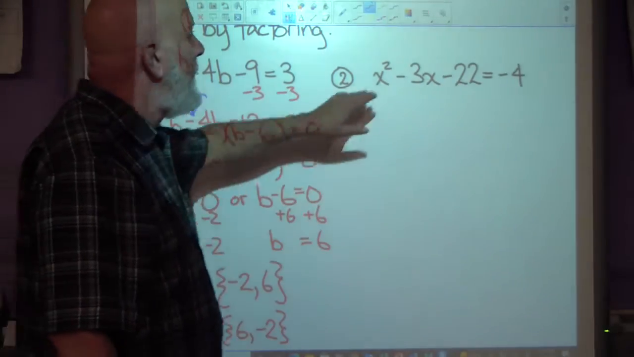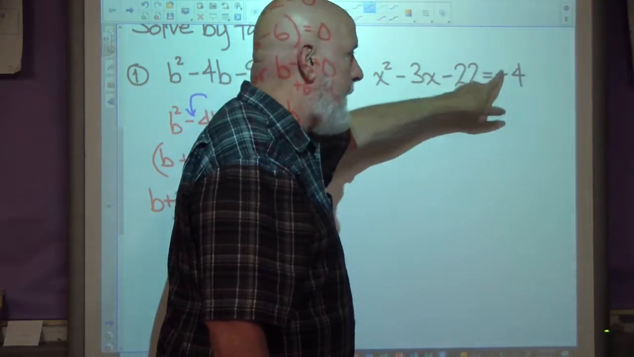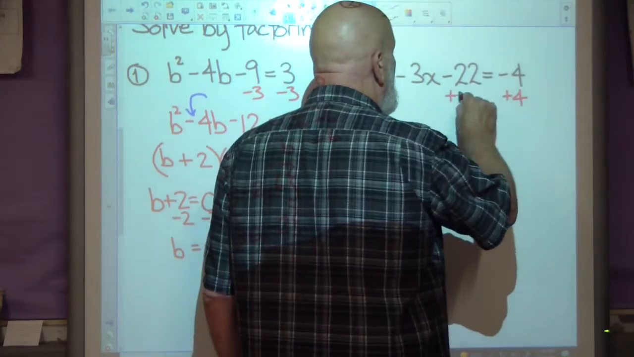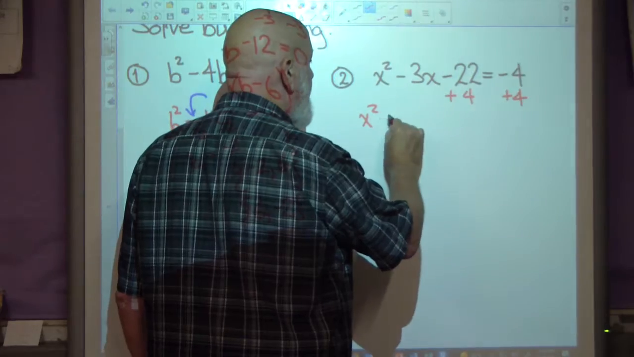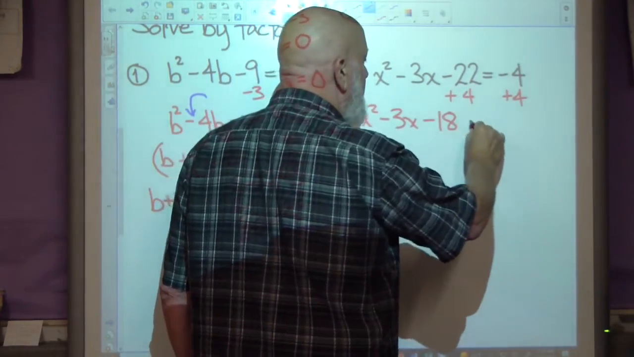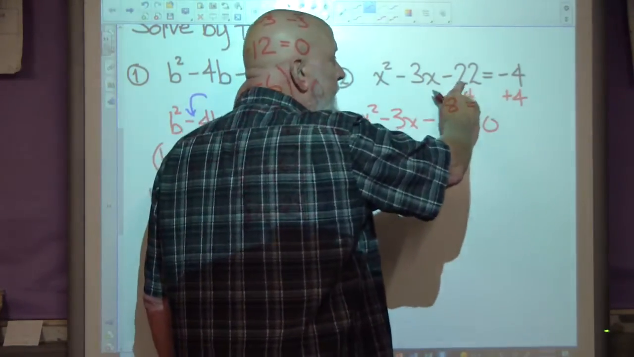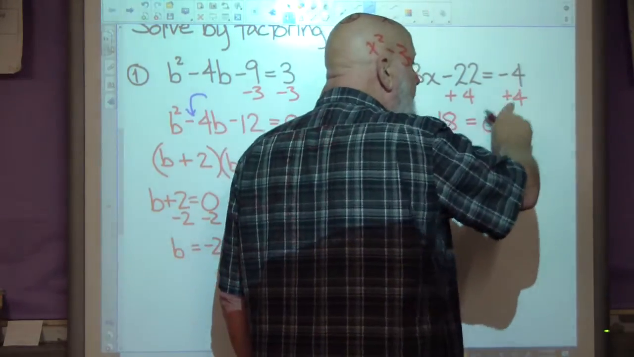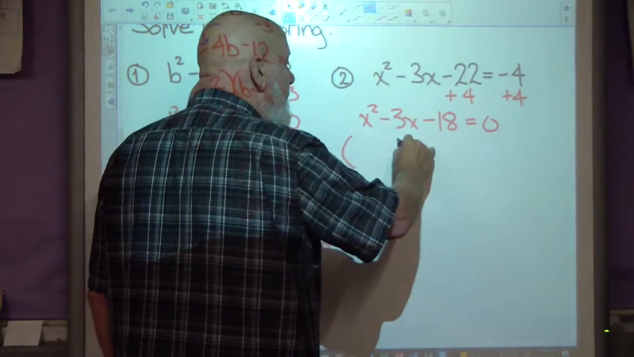Let's do another one. I've got this quadratic equation. I want to set it equal to 0, so I'm going to add 4 to both sides. This will give me x squared minus 3x minus 18 is equal to 0. -22 plus 4 is -18 because they're different signs, so I subtracted and I kept the sign of the one with the greater absolute value. 4 minus 4, of course, is 0. Now I'm going to factor this and employ the zero product property.